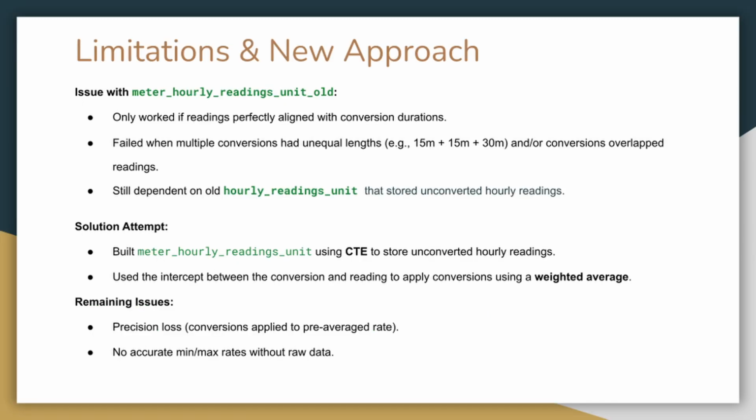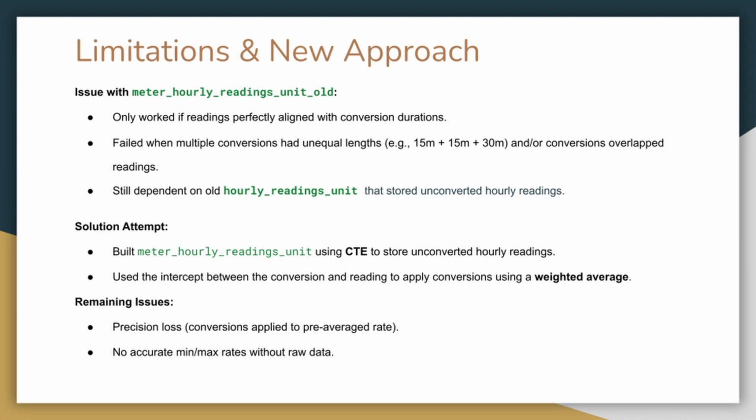During testing, we found that our hourly view only worked when a single conversion was being applied to a reading, or conversions of equal length. If the conversions had unequal lengths, or if they partially overlapped the reading, the results became inaccurate. This implementation was also dependent on the old view that stored the unconverted hourly readings. To solve this, we created a new hourly view, which uses a common table expression to store the unconverted hourly readings and uses the intersection between the conversion and a reading to apply a weighted average conversion.